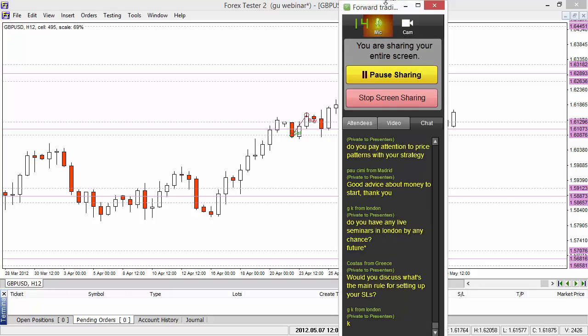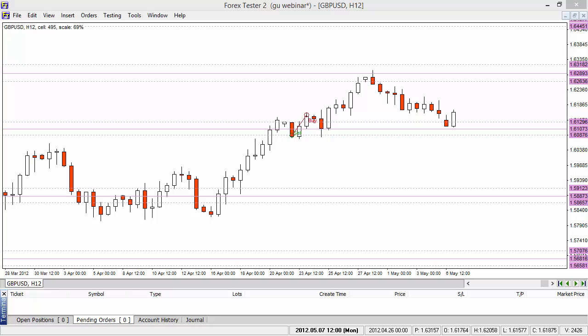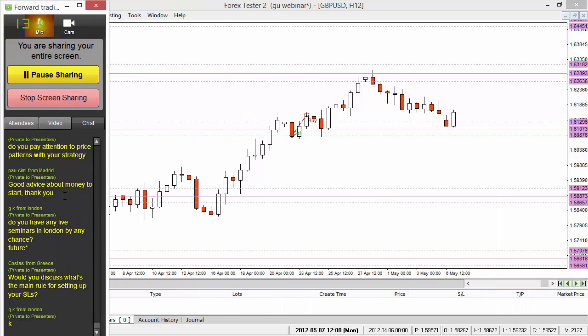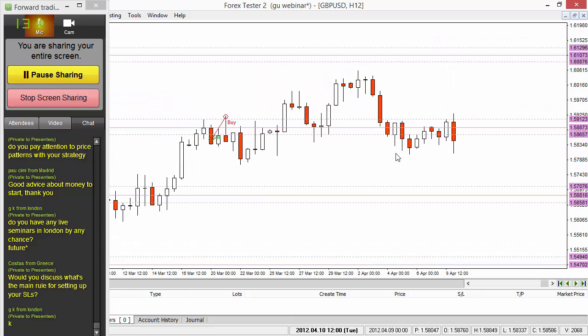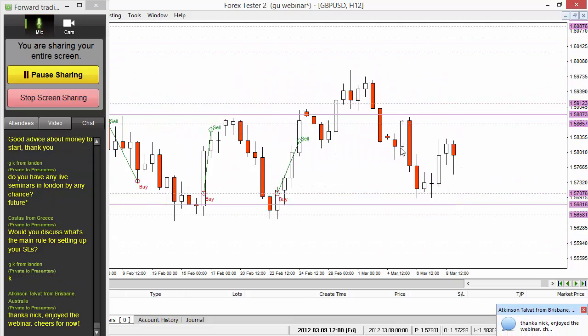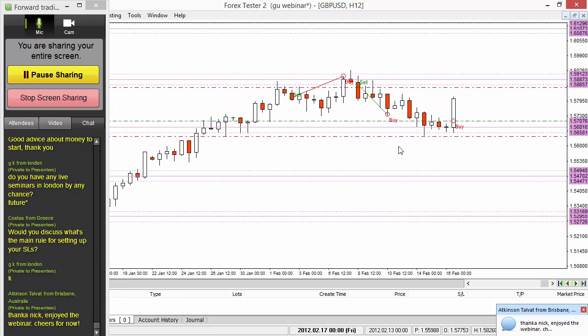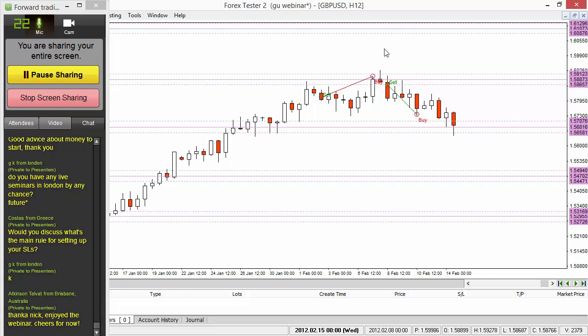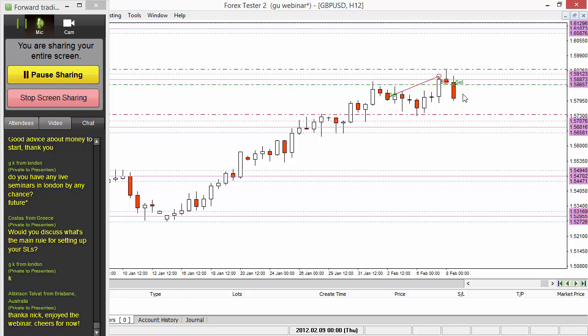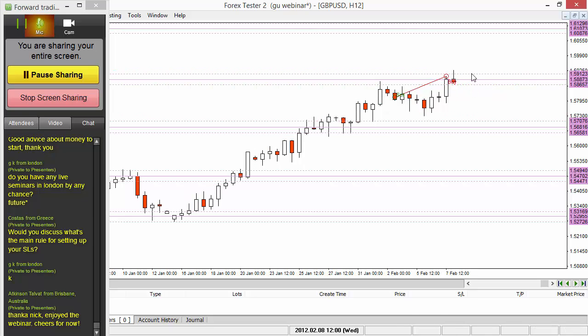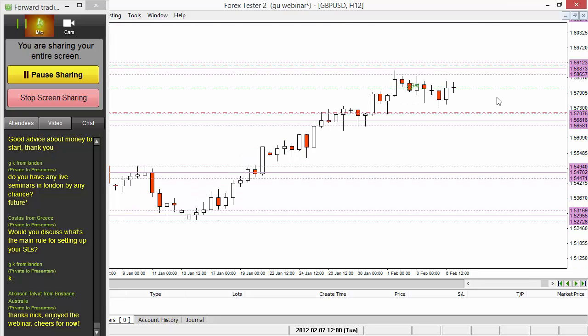The main rule for setting up my stop losses, I'm going to need more screen space for that. Okay, it's a tough question. Let's see. Can go back a little bit. All right, this trade here is a decent example. So, some rules for setting up my stop losses. It's quite simple. Let me get rid of this trade because it's kind of blocking the view.